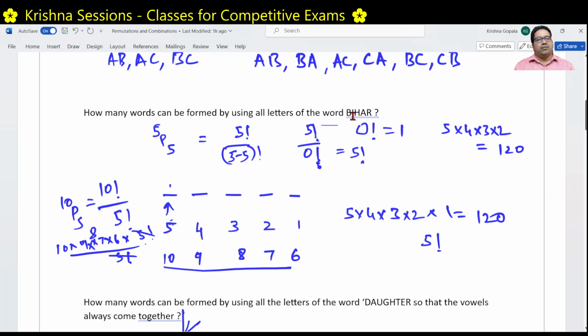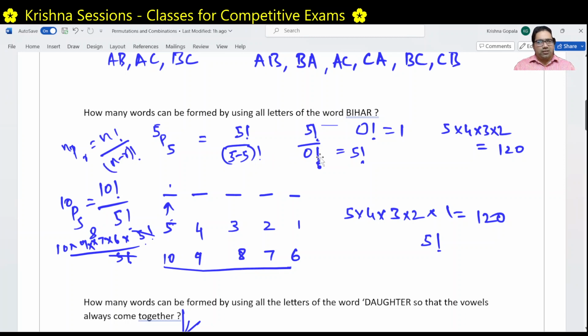Bihar has got 5 letters, right? And all 5 are definite. Now among 5 letters, we have to pick 5 letters. So what is the formula? 5P5, right? That means 5 factorial by (5 minus 5) factorial. We already discussed, nPr is equal to n factorial by (n minus r) factorial, right? This is what we had discussed.